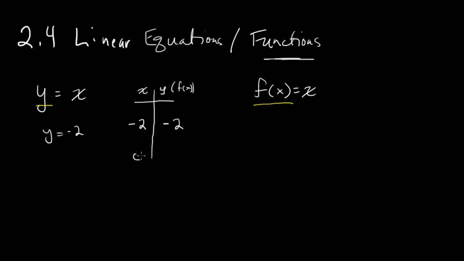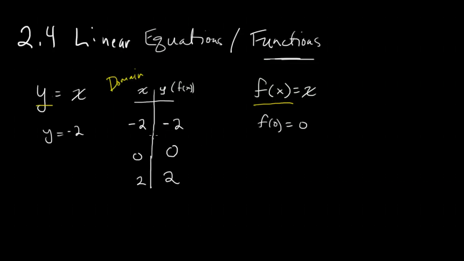If I were to say that x is 0, well then let's find out what the f of 0 is, and the f of 0 is 0, so then I would put my y value, or my f of x value, also at 0, and the same would be true if I had a positive 2. A positive 2 would generate a positive 2.